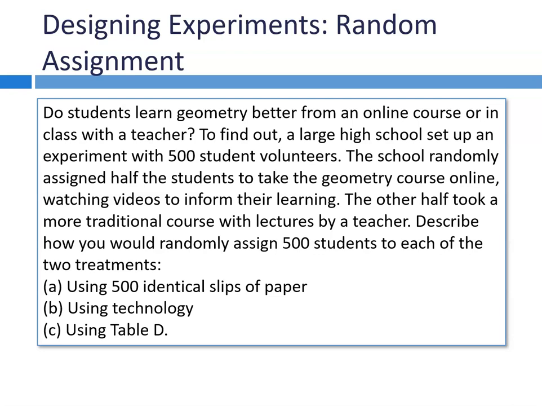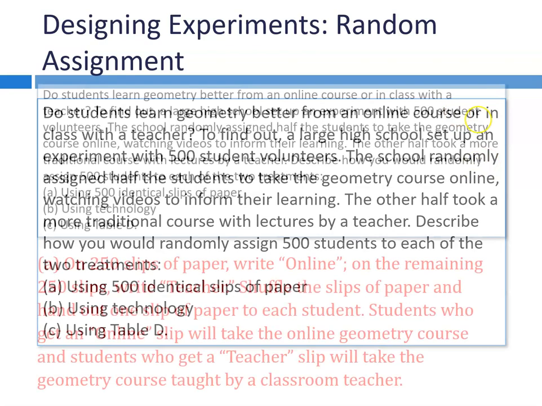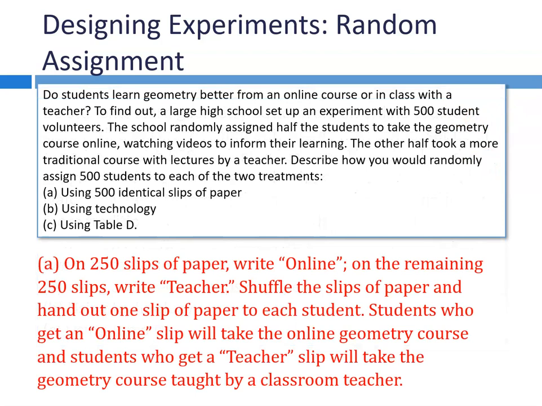We want to describe how you would randomly assign 500 students to each of the two treatments. So it'd be nice to have them be equal-sized groups. It's not always exactly necessary, but it does help. So if I have 500 students, I would want 250 for each treatment. So we want to talk about how we would do it with slips of paper, how we do it with technology, and how we use Table D. So here are the options.